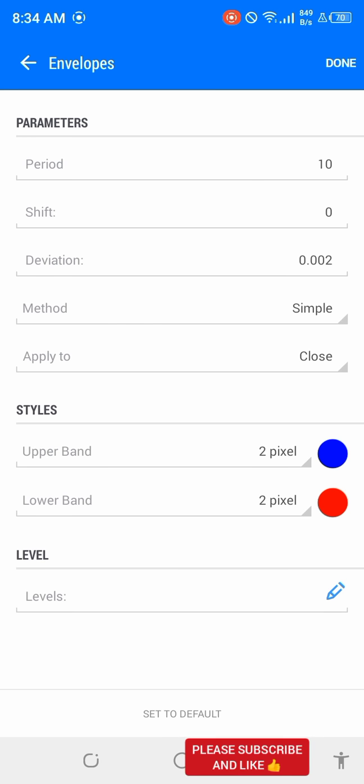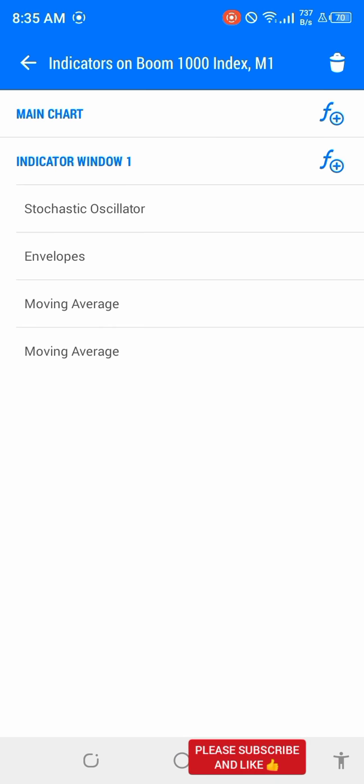Now my envelope. If you already have your envelope, update the settings and use it. The period is 10, shift 0, deviation 0.002, method simple, apply to close. Just make sure everything looks like this. These colors are the default colors, so let's just leave it at that.